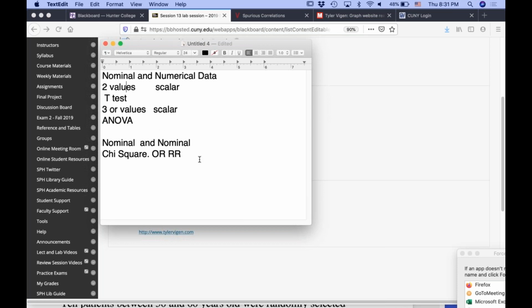Well, what are we missing? We're missing a test for numerical and numerical. And that's exactly the test that we're looking at right now. This is how we find if there's an association between two numerical variables. And the name of that test is going to be correlation. Correlation, and we're also going to look at another kind of statistical function called regression.